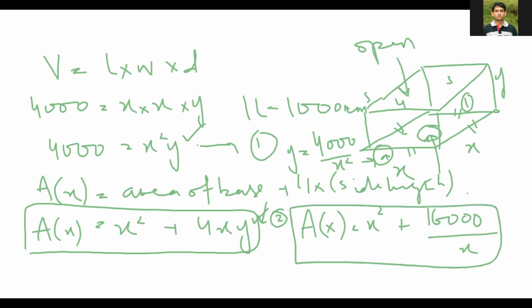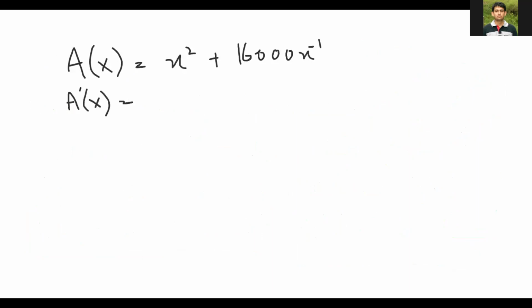Now I am supposed to differentiate this A of x function. I am rewriting this particular expression so that I can differentiate it easily. So here we go. A of x is equal to x squared plus 16,000 x to the power of minus 1. That was the function. I'm going to take its first derivative, and that is equal to 2x minus 16,000 x to the power of minus 2, right?